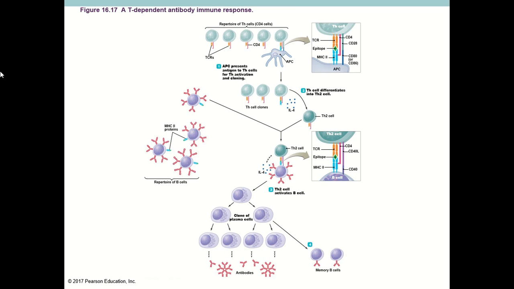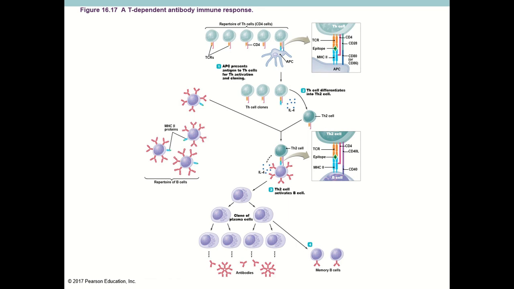Now T cells don't necessarily produce antibodies themselves, but they can cause B cell activation, which produces antibodies. That's what you're looking at here. These are T cells that are activating B cells so that they can produce antibodies. Let's start off with the antigen presenting cell, or the dendritic cell, presenting to a helper T cell. What the helper T cell is going to do, just like in the other process I showed, is differentiate into Th1 and Th2.